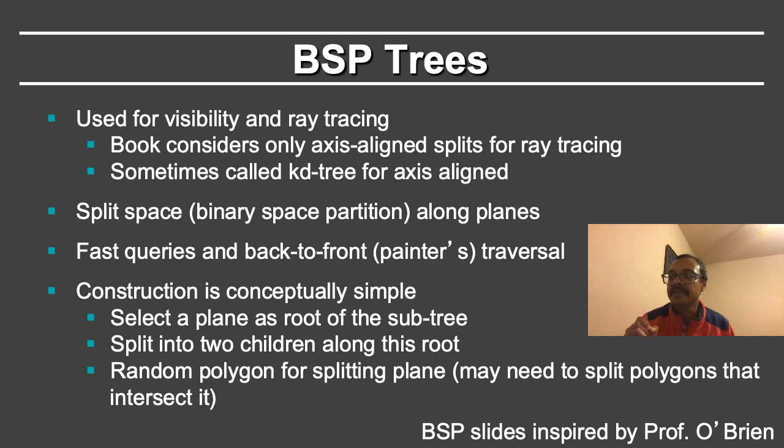You select a plane as the root of the subtree. You split into two children along this root. You can choose a random polygon for the splitting plane, and you need to split the polygons that intersect this plane. I do also want to acknowledge that many of my binary space partitioning slides are courtesy of my former colleague, Professor James O'Brien.